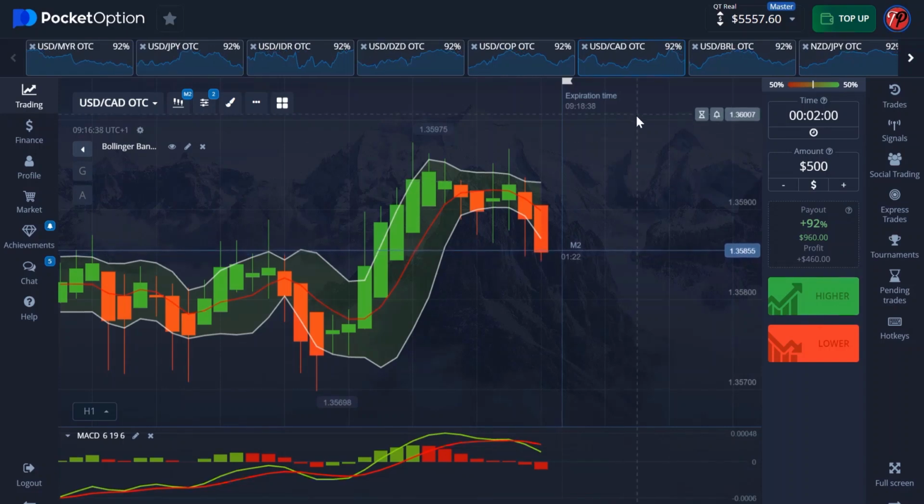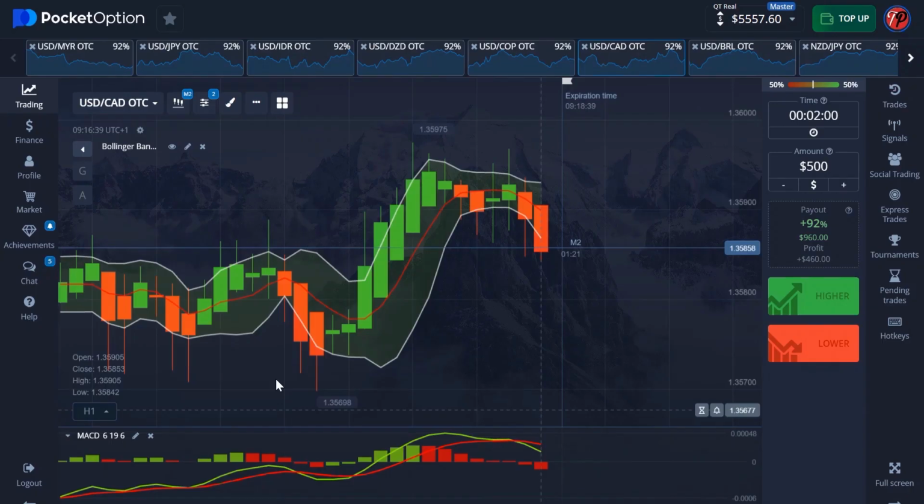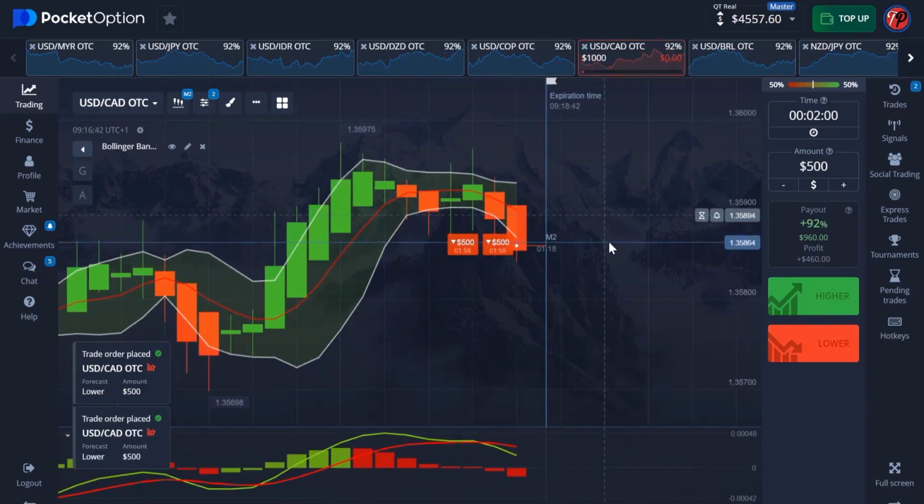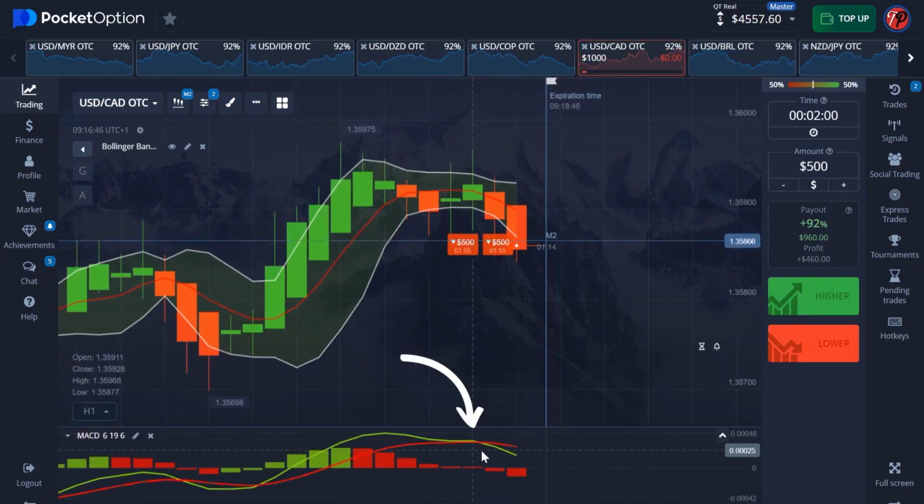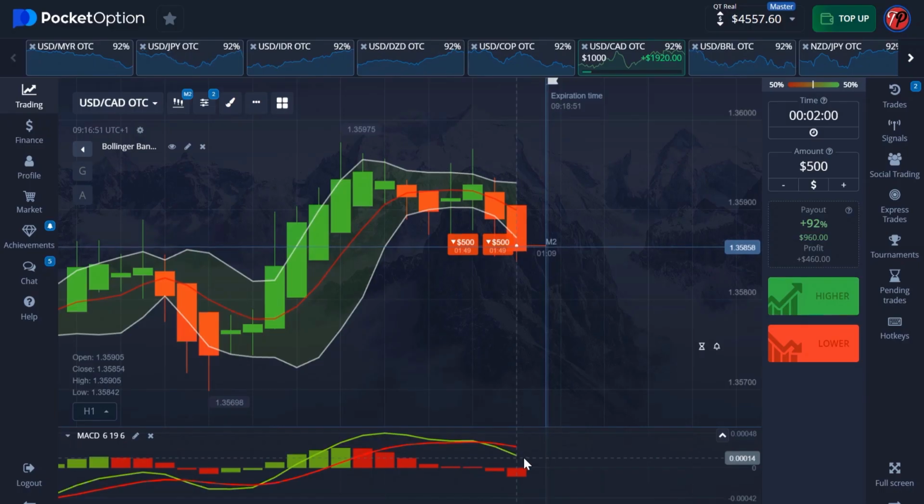Okay guys, over here I'm finding another good moment. So right now I'm going to enter this trade real quick. As you can see right here, our MACD intersect there, above the MACD signal line here. The both lines intersect each other, and they're actually giving us a downtrend confirmation.